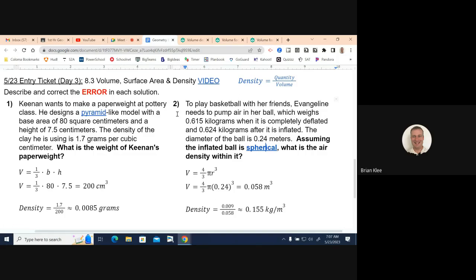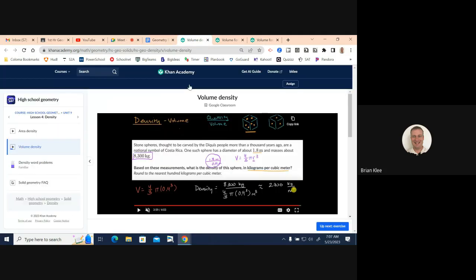Today's entry ticket is going to cover density. Defining density: density is a quantity divided by volume. There's an example video, really very similar to the common mistakes that we're going to cover in this entry ticket, where density is some quantity, typically a mass in this class, divided by some volume. It's how many kilograms per cubic meter in this case.